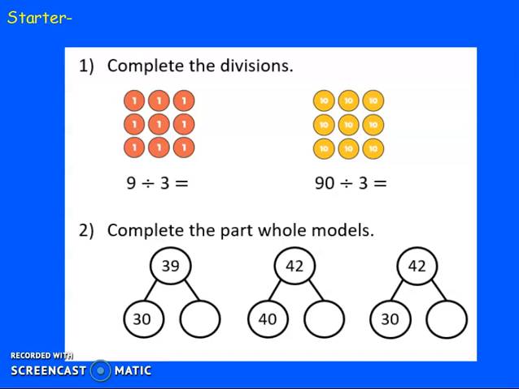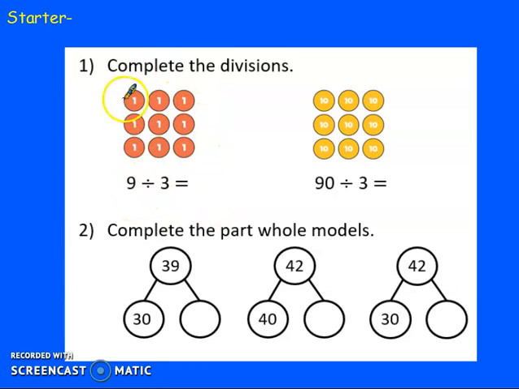So today's starter is we're just going to look at these arrays and think about the division facts that we know. And then the second part is to partition the number at the top. So how many tens does it have? How many ones does it have? Pause the video to give yourself time. Well done, everybody. Let's go through the answers together.